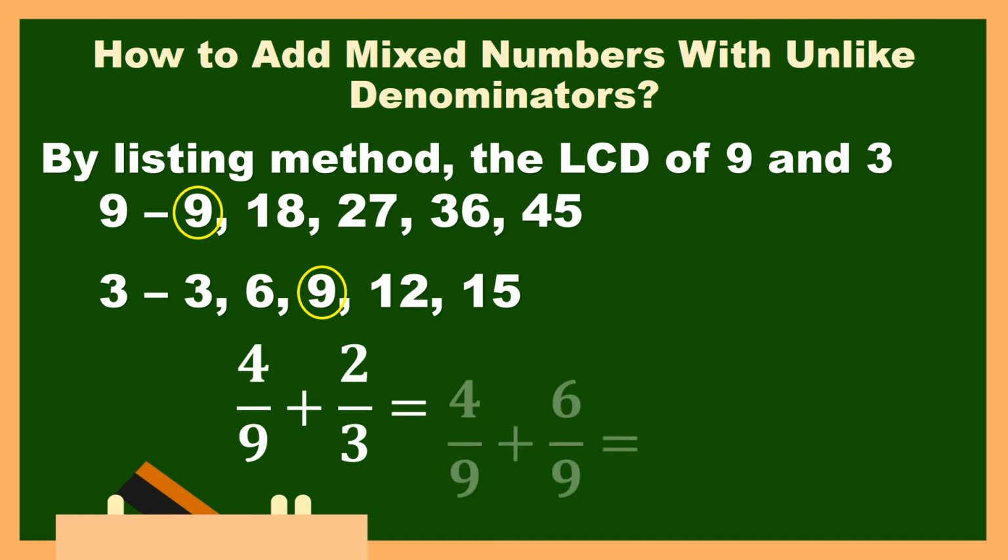So, ayan. 9 divided by 9 is equal to 1. And multiply 1 to the numerator, which is 4. So, 1 times 4 is equal to 4. And 9 divided by 3 is equal to 3. Multiply the result to the numerator, which is 2. So, 3 times 2 is equal to 6. Kaya nagkaroon ng equation na 4 over 9 plus 6 over 9.